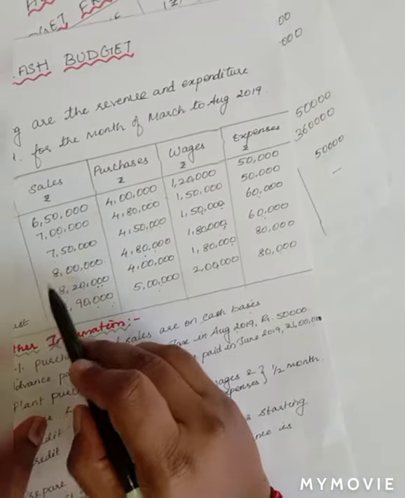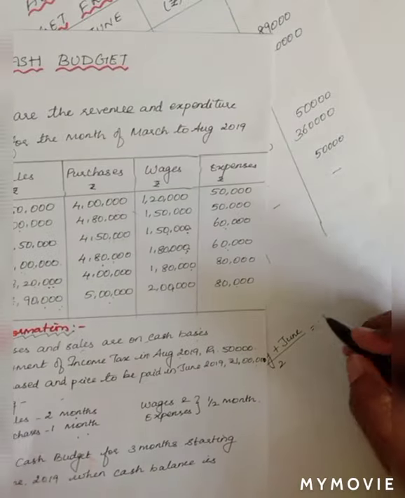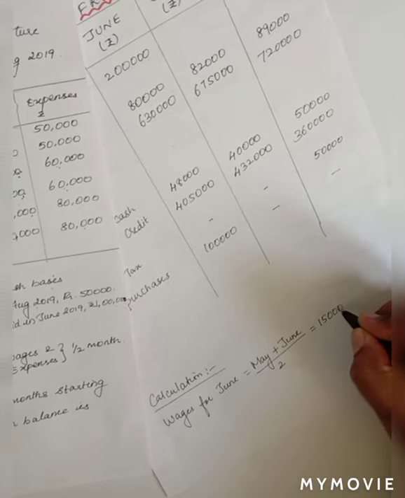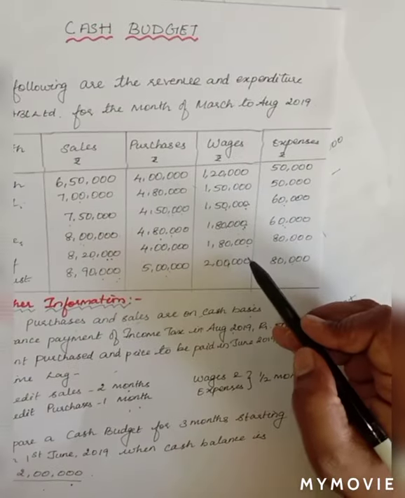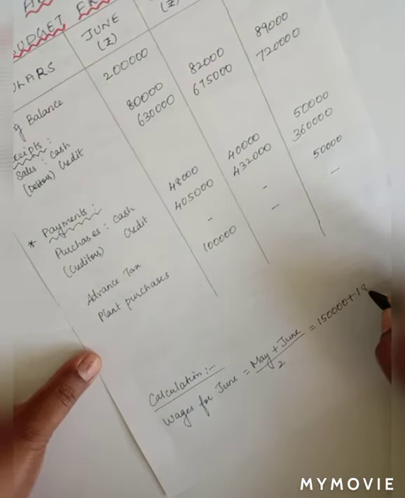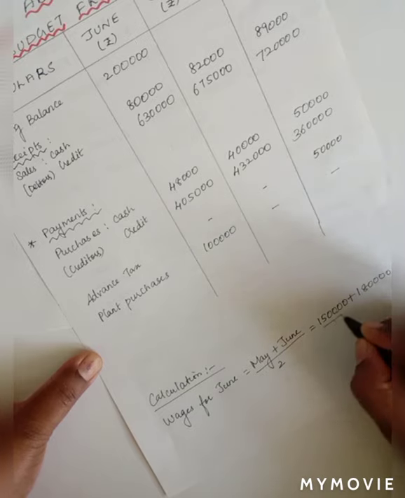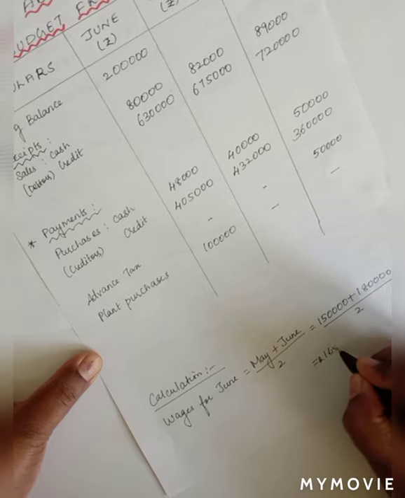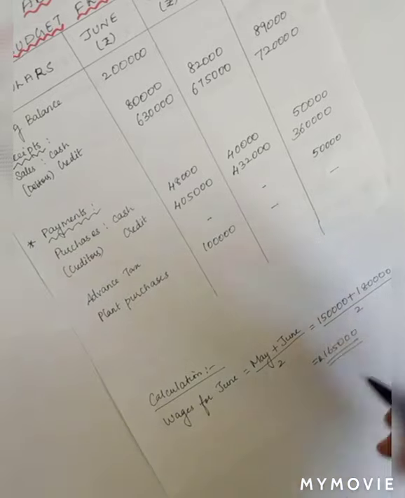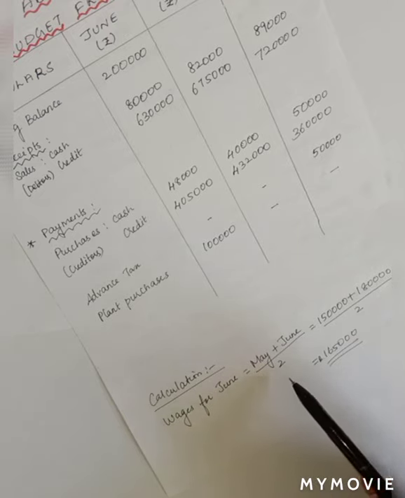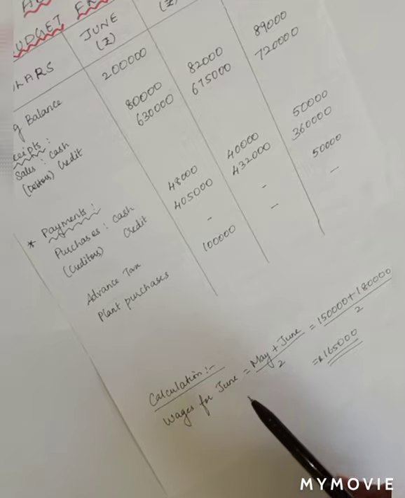May month's amount is 1,50,000, plus June month's amount is 1,80,000, divided by 2. So you will be getting 1,65,000. Since this is clear, I guess. So for wages for the month of June, you are going to get the average of May and June. That is the amount you are going to settle in the month of June.